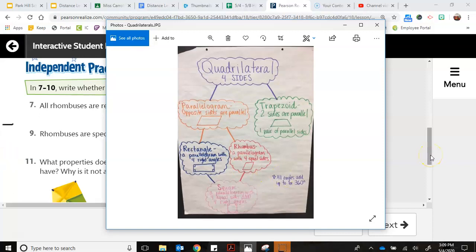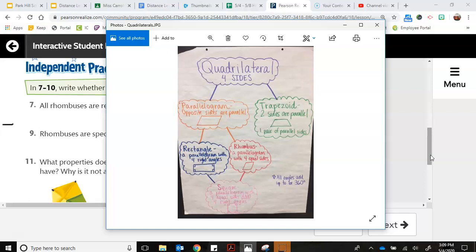Hi, fifth graders. Today is lesson 16-3, and we are still working on classifying quadrilaterals. So yesterday we talked about the different types of quadrilaterals, which are figures with four sides. We talked about parallelograms, rectangles, rhombuses, squares, and trapezoids.